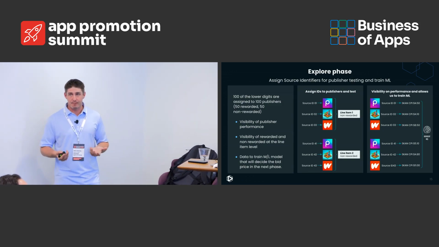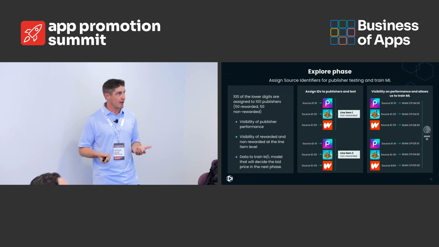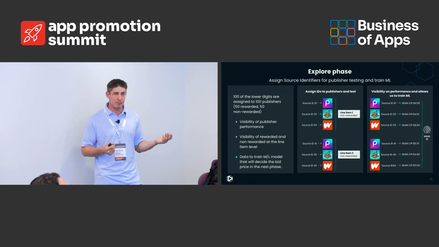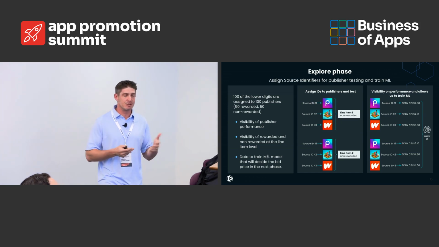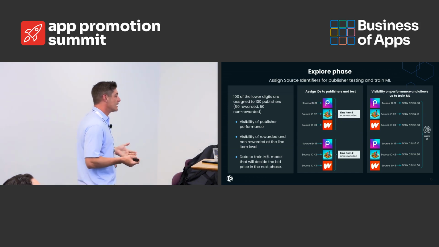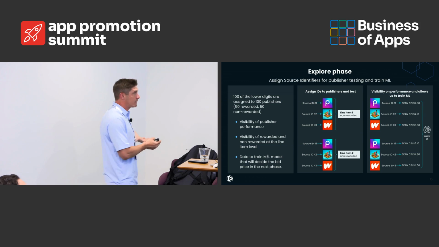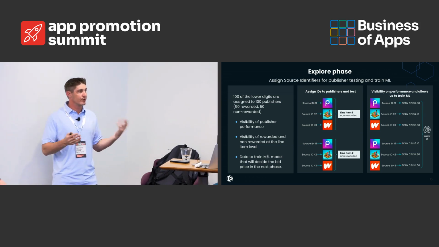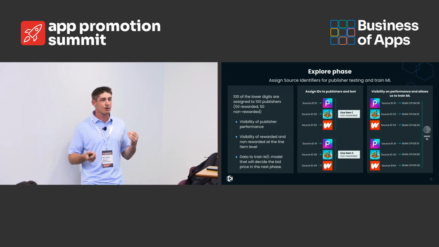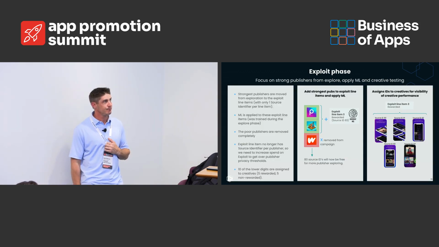So at the beginning of a campaign, everything is in exploration mode. We have those 100 lower digit source identifiers. We've assigned those to 100 publisher apps, which we feel are going to be the best performing. But we really have no clue. We have technology that tells us that, but you just never know in performance advertising. So we might dedicate 50 of those sites to rewarded inventory, 50 to non-rewarded. It's really going to depend. But basically, we're in exploration mode, and we're exploring constantly at the beginning of the campaign.